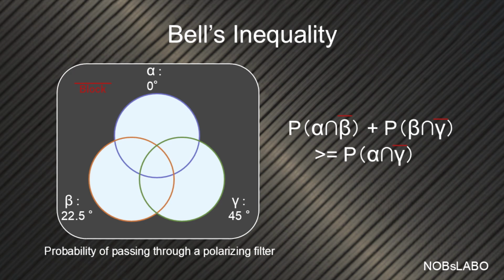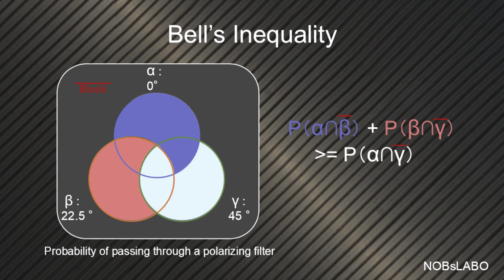In this case, the probability inequality shown on the right holds. A bar with a red line represents a test failure. This inequality is called Bell's inequality. The first term of inequality is the probability that one of the photons in the pair will pass through the alpha filter and the other will be blocked by the beta filter. This is represented by the blue area in the set diagram on the left.